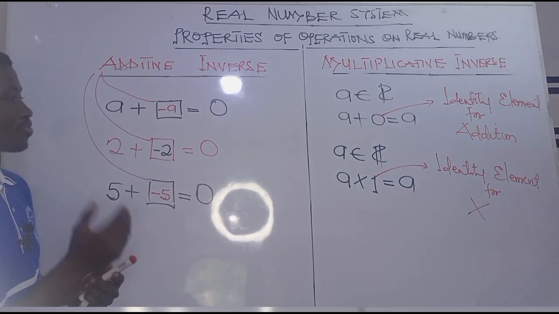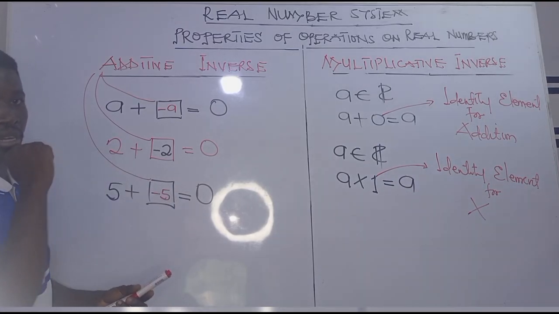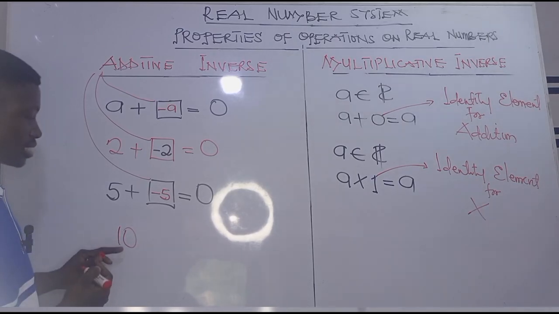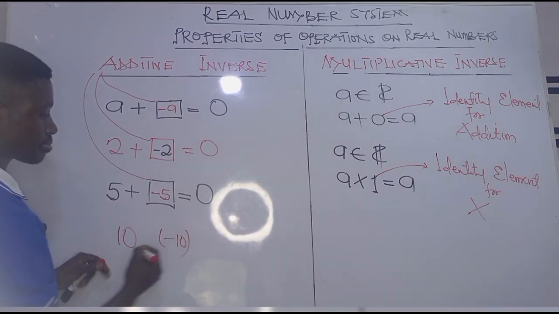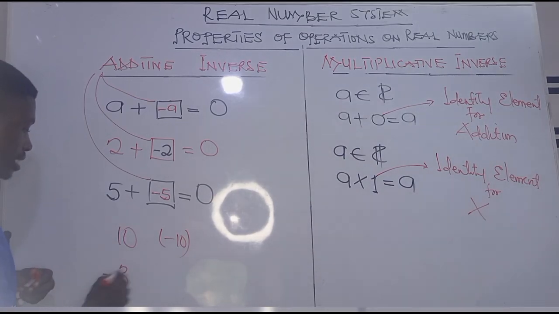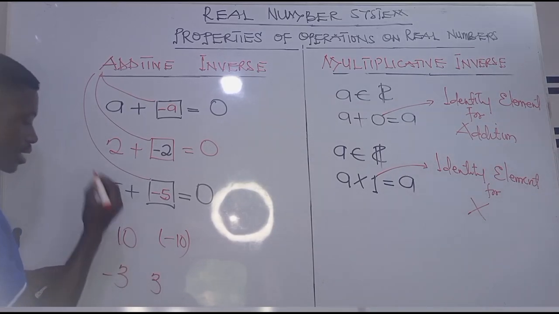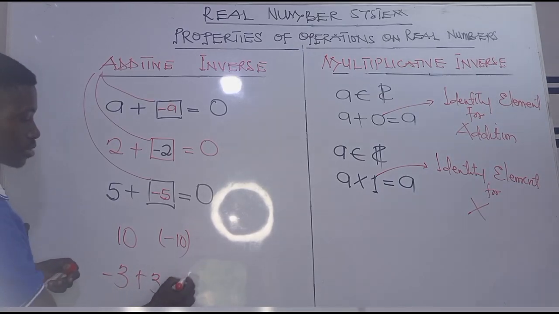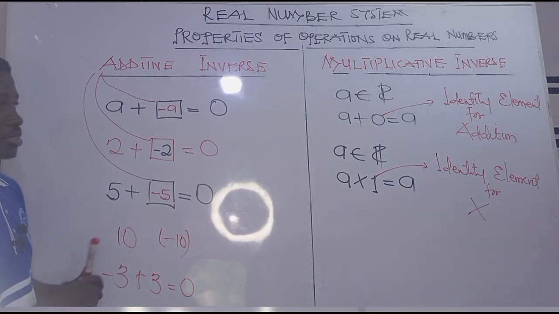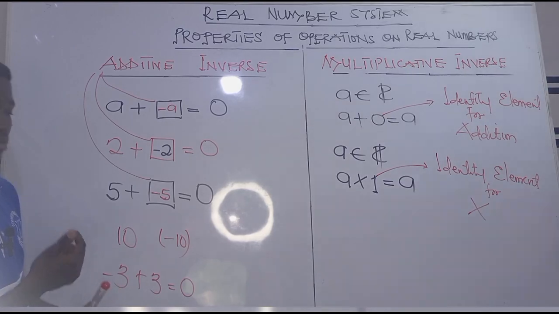So whenever they ask you to find the additive inverse of a certain number, it is just the opposite of that very number. So if you have 10, the additive inverse of 10 is negative 10. If you have negative 3, the additive inverse of negative 3 is 3, because negative 3 plus 3 gives us the identity element for addition, and that is 0. So that is that for additive inverse. I believe you are following. Good.